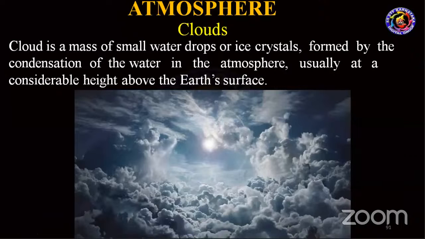Whenever that warm air starts to rise up, due to the low temperature above, it starts to get cooled, and then the water vapor starts to form condensation, and that condensation may cause rainfall on the earth's surface.